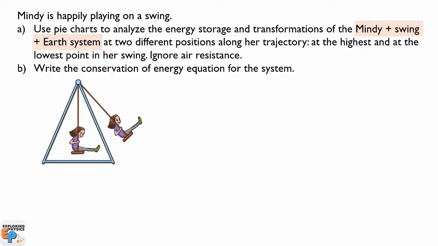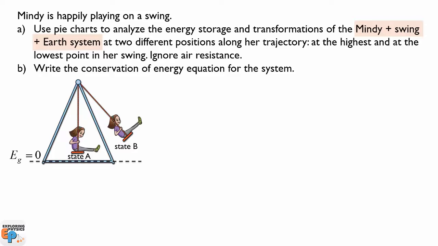We need to consider two positions: state A at the lowest point in Mindy's swing, and state B at the highest point in her swing. We select the gravitational potential energy of the system to be zero on the ground.